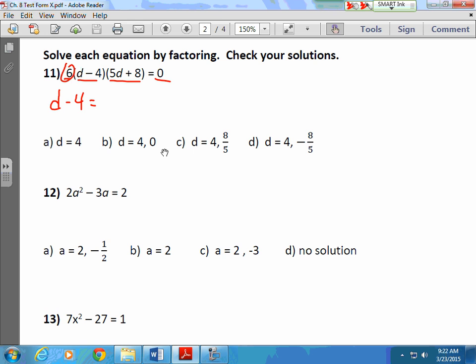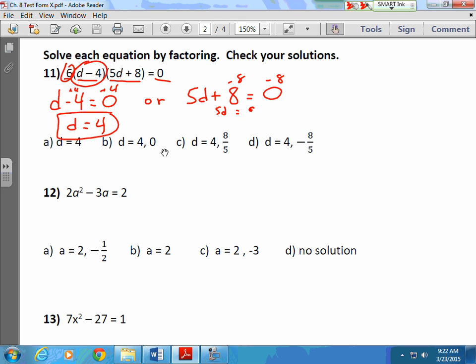D minus 4 could end up being 0. Sure. And 5D plus 8 could be 0. So what value of D would make this part equal to 0? Add 4, D could be 4. And if D is 4, I get 4 minus 4 makes 0, and everything goes 0. Or, subtract 8, divide by 5. 5D is negative 8, and divide by 5, D could be a negative 8/5.